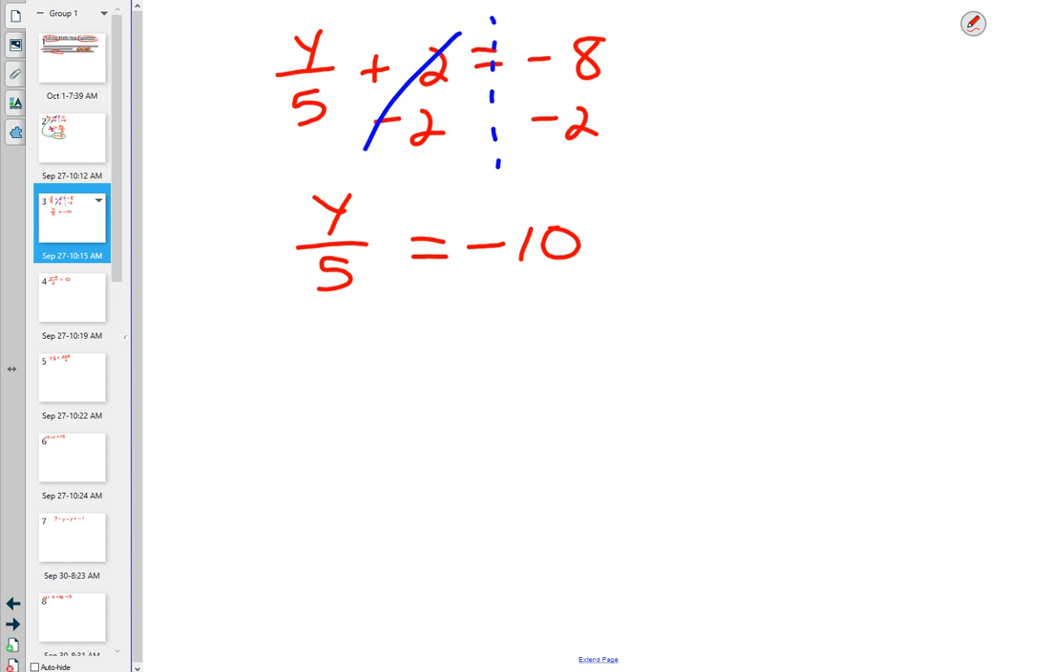Last step to get rid of the 5. The opposite of division is multiplication, so multiply both sides by 5. Y equals negative 50.